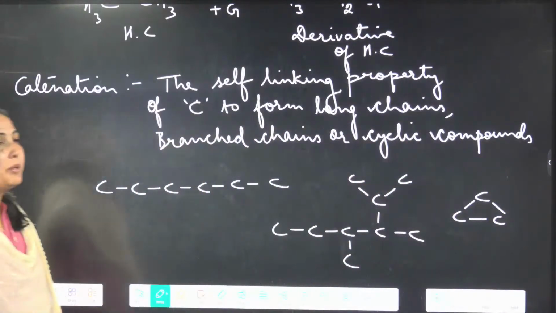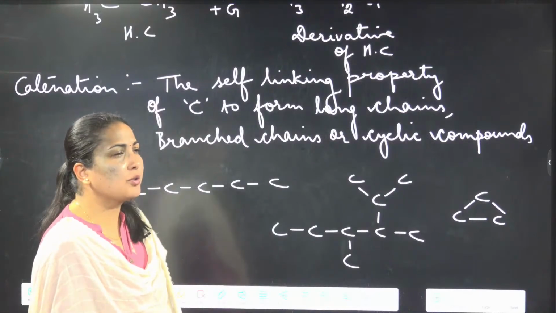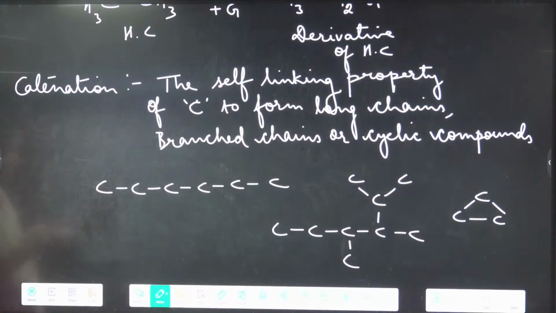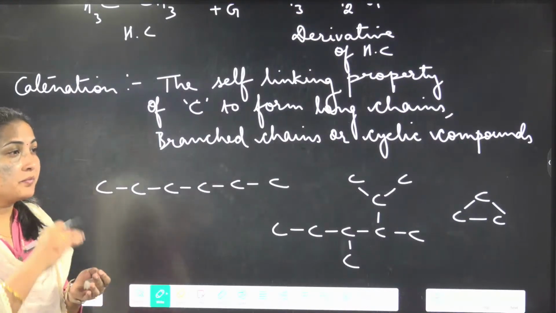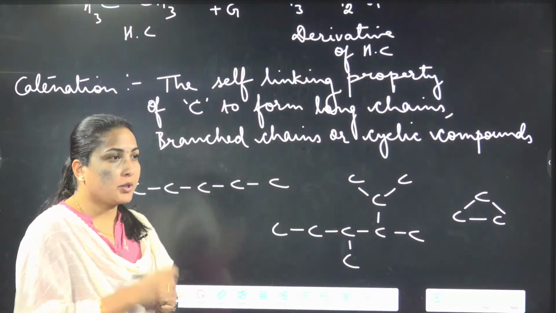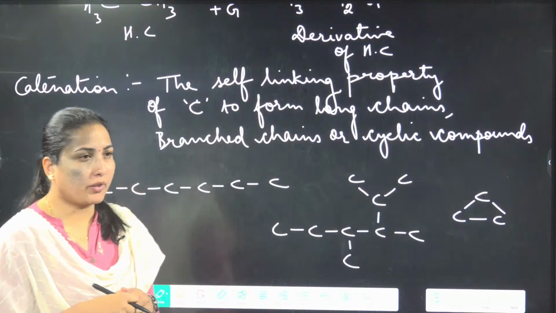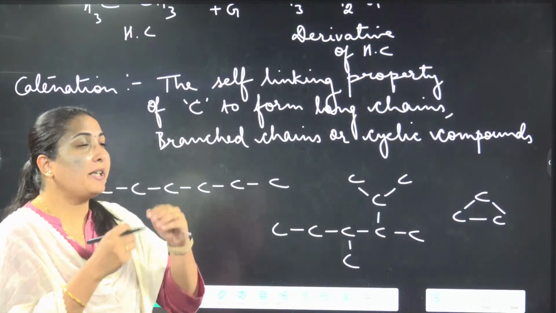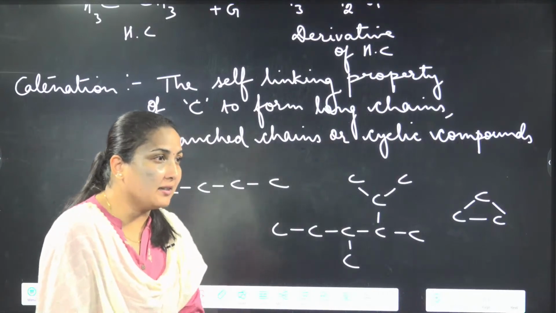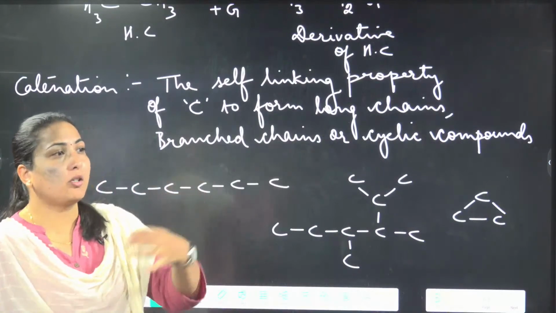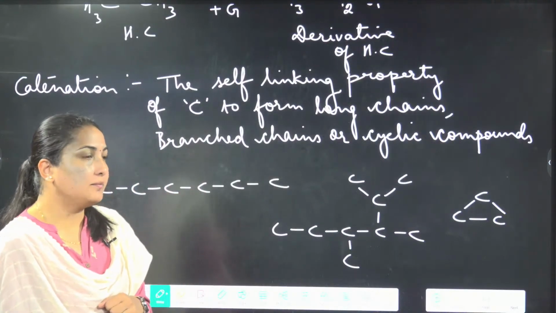Now, what is the reason behind this unique property of catenation, which is shown very nicely by carbon? What is the reason? If you remember, carbon is the first member of its group 14. So it will be smaller in size, right? If it is smaller in size, then it will be able to form bonds nicely, because attraction will be more there, right? So the bond is stronger, more strength of the bond is there.